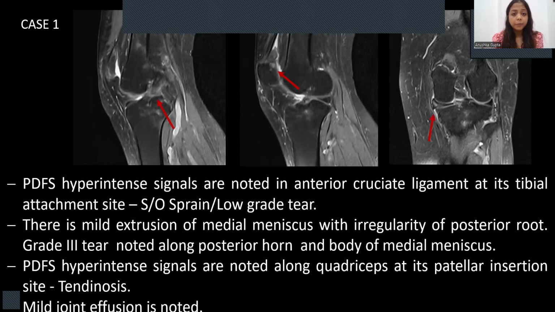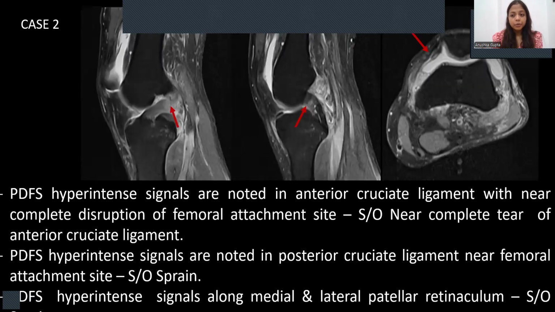So this was case one. Here, in the first image, you can see PDFS hyperintense signals were noted in ACL at its tibial attachment site, which were suggestive of sprain or low-grade tear. On the third image, you can see there is mild extrusion of medial meniscus with irregularity of posterior root, and grade 3 tear was also noted along the posterior horn and body of medial meniscus. Then in the second image, you can see PDFS hyperintense signals were also noted along quadriceps at its patellar insertion site. Mild joint effusion was also noted.